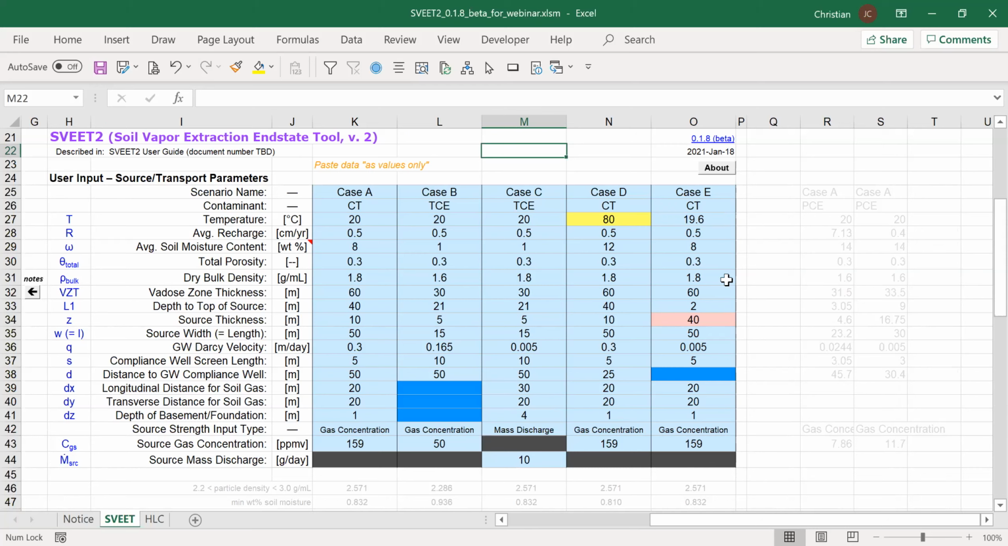Okay, great. Next question for the team. Which of the model input parameters are not commonly being measured?